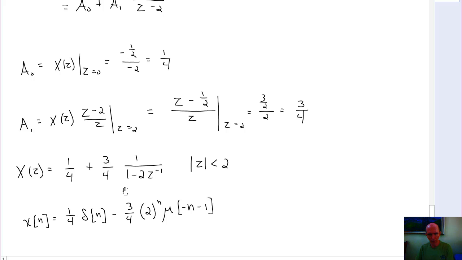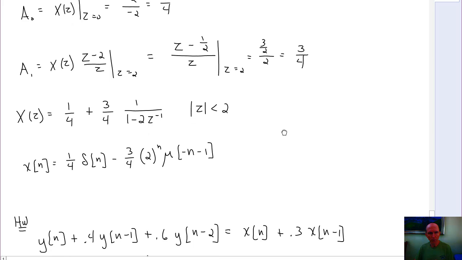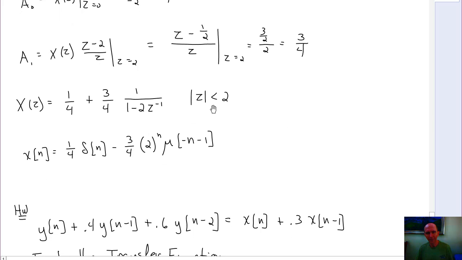Once we have those terms, we can invert each term. For 1/4, the inverse is 1/4 delta n. And for this term here, since the region of convergence is less than 2, the inverse is going to be minus 2 to the n, mu of minus n minus 1. And so this would be our x of n for this case.